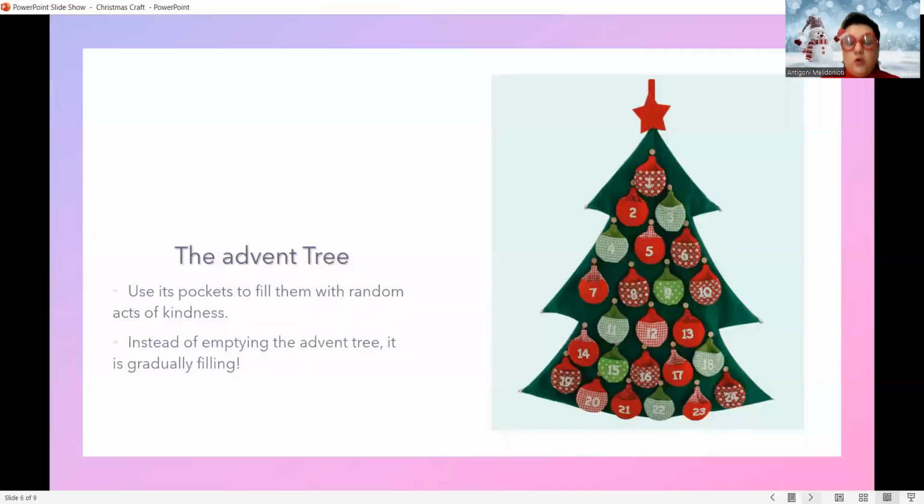Also, an Advent tree. But again, with a twist. So instead of emptying the pockets, how about filling the pockets again with random acts of kindness? I have been using this year as well with my senior levels. They get to pick kinds of acts of kindness after they have done some research, with my help, of course. And they are creating their own small post-it notes, and they have been filling the pockets. And hopefully, by the end of this semester, by Christmas Eve, we will have filled the whole tree.